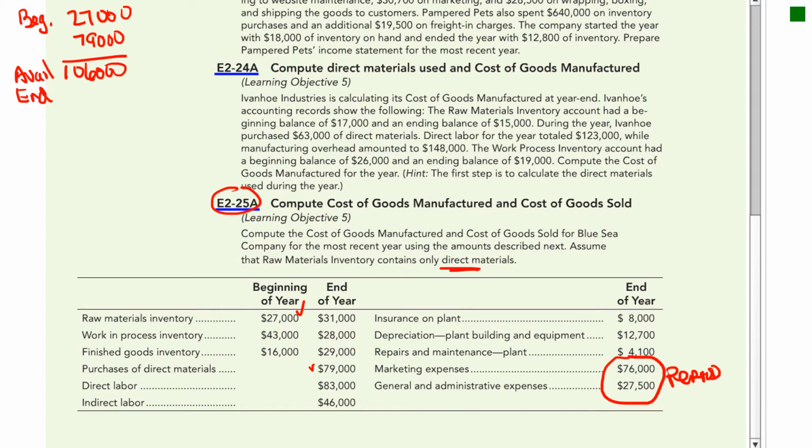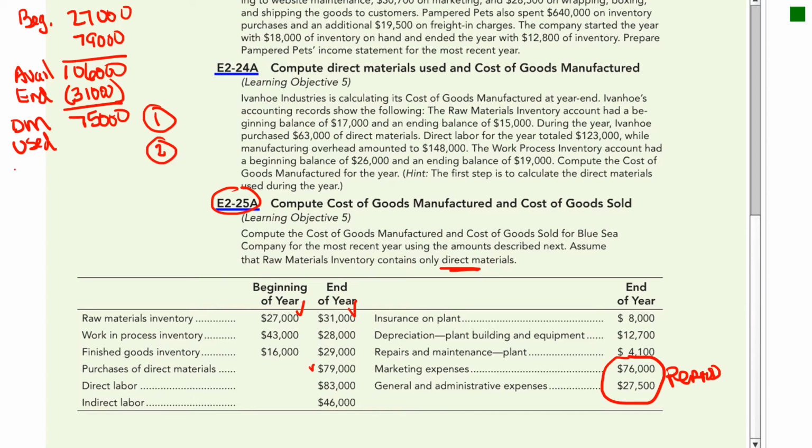Your ending balance looks like it was $31,000. So we're going to subtract out that $31,000. And once you do that, you get $75,000. And that's going to be your product cost number one. That's your direct materials used. I'm going to put a number one next to that.